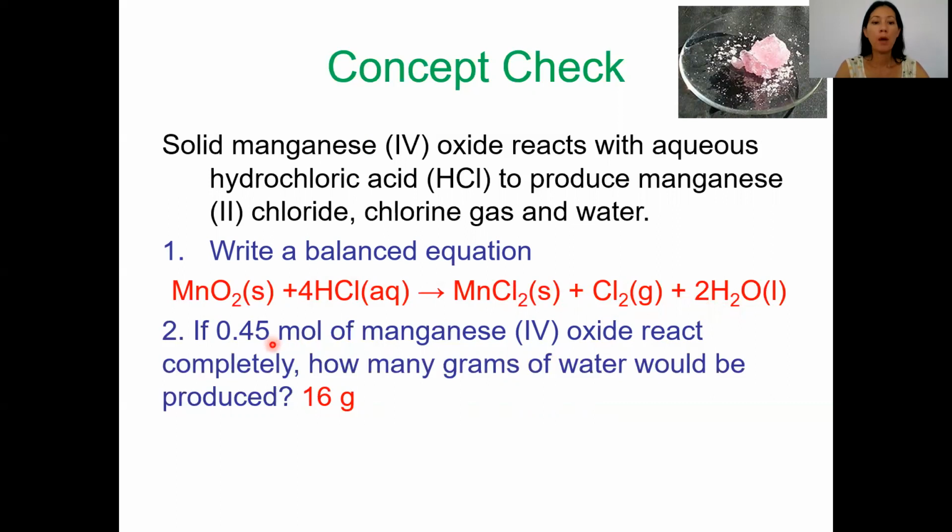Working out this problem, I'm not going to work through this. We could talk about this later, but you start with your 0.45 moles of manganese oxide, which is the starting material here, and you want to find out the grams of water. So you would go for every 1 mole of MnO2, you produce 2 moles of water, and then you can use molar mass. In the bottom next would be 1 mole of water to 18.02 grams of water, and you should get 16.